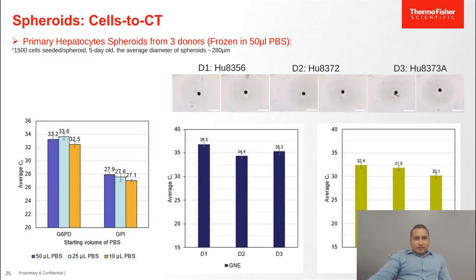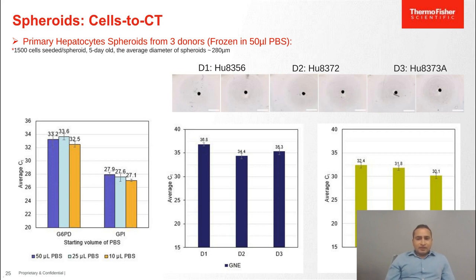So we then looked at RNA isolation from primary hepatocyte spheroids. The average diameter of these primary hepatocyte spheroids, which were grown from 1,500 cells for 5 days, was approximately 300 microns, and these are slightly smaller. The lysis efficiency of the Cells-to-CT kit actually depended on how much PBS can be removed after washing the spheroids.